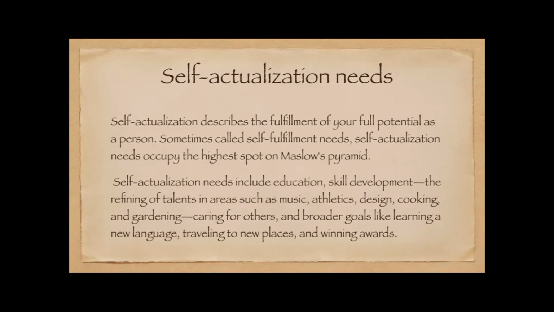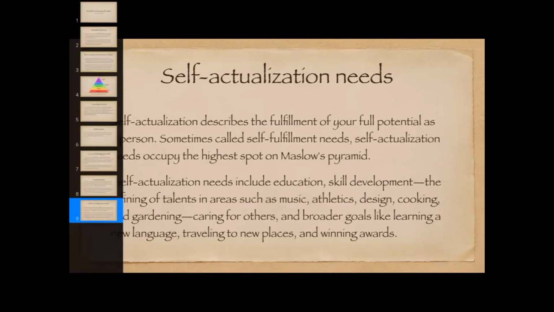So self-actualization needs include education, a proper education, skill development, the refining of talent in particular areas, what you are good at, refinement in areas such as music, athletics, design, caring for others, or anything that you are interested in and can give your 100% potential. So these are the 5 core needs in Maslow's hierarchy of needs.